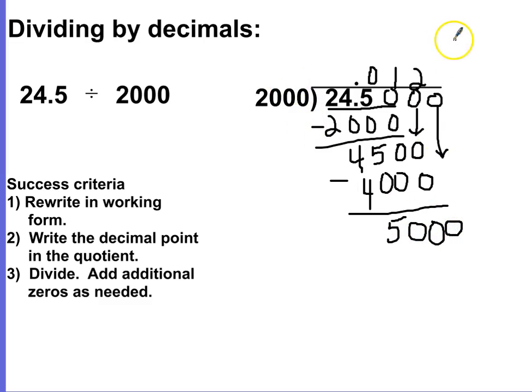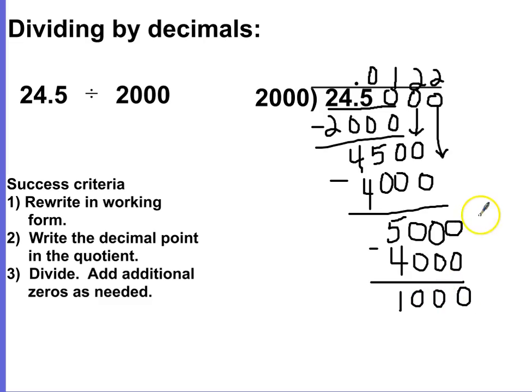2,000 goes into 5,000 two times, and that's going to be 4,000 again. This time when I subtract, I have 1,000. 1,000 is less than 2,000, but I need to add another zero and bring this zero down.